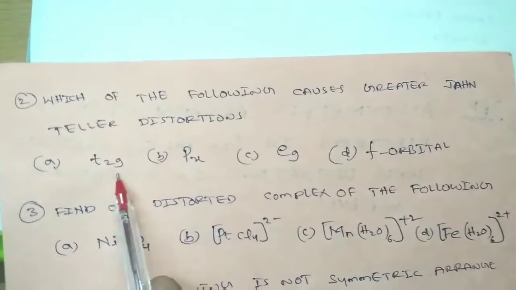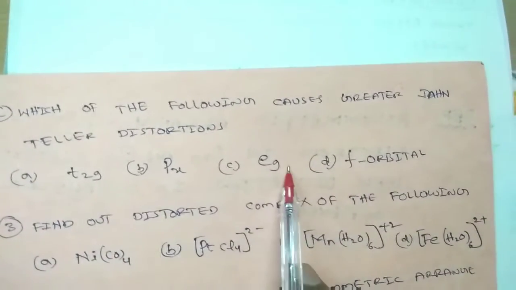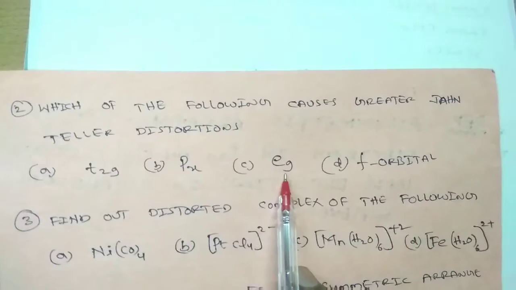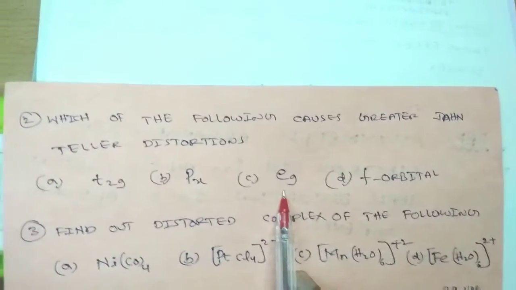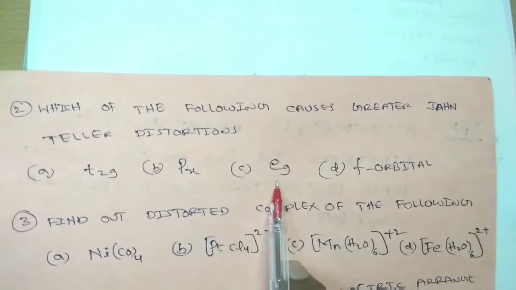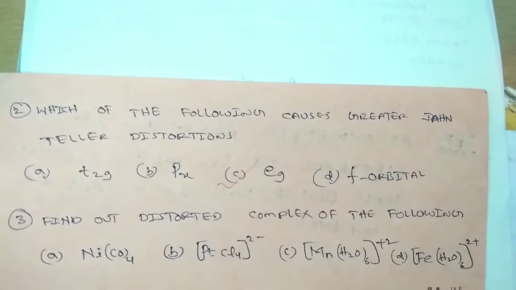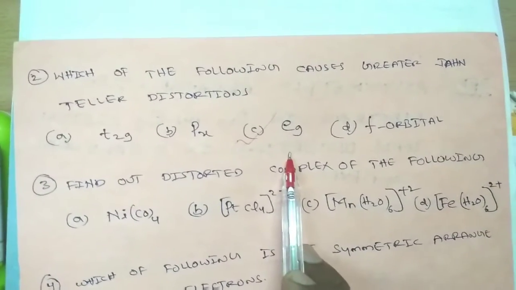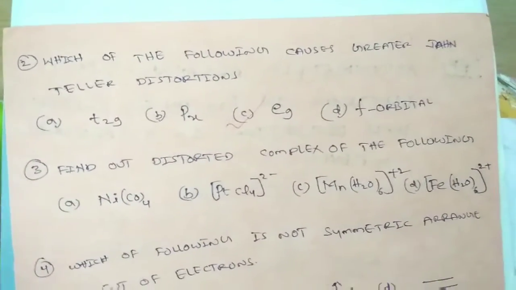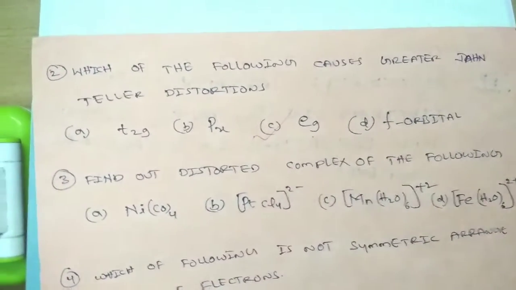Again, d orbitals will split into t2g and eg. t2g orbitals are oriented in between coordinate axis and eg orbitals are oriented along coordinate axis. Since eg orbitals are oriented along coordinate axis, when ligands approach along coordinate axis, they experience more repulsions. That's why eg orbitals are responsible for greater Jahn-Teller distortions. So both will cause Jahn-Teller distortions, but eg will cause greater distortions. The distortion extent will be more because of eg rather than because of t2g.